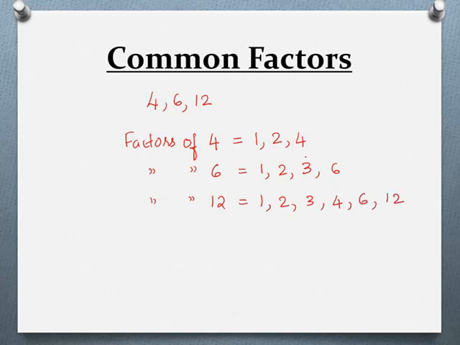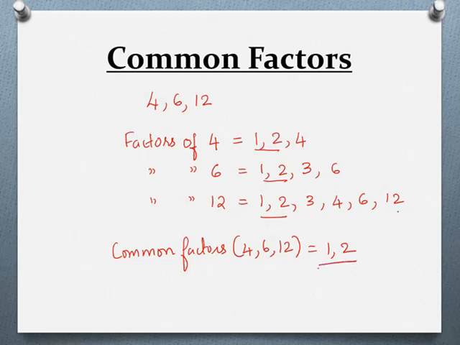So here you can see that the common factors here are 1 and 2. So we can tell that the common factors of 4, 6 and 12 are 1 and 2 itself. So I hope you understood how to find the common factors of 2 or more numbers.